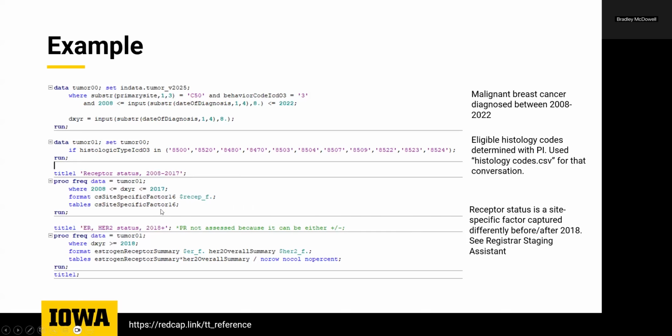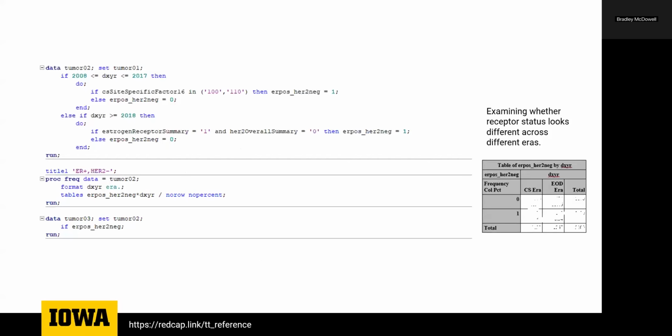And then we get into the receptor status. Receptor status is a site-specific variable. It's captured differently before and after 2018. Here's where you can look at that registrar staging assistant to get some more information. So I'm looking at it differently between those two eras, and then I created an indicator for that and made a nice little table to see how it looks across one era compared to the other era of time that the site-specific variables cover.